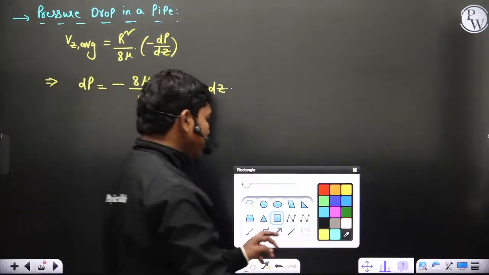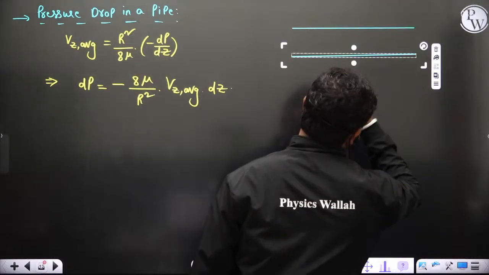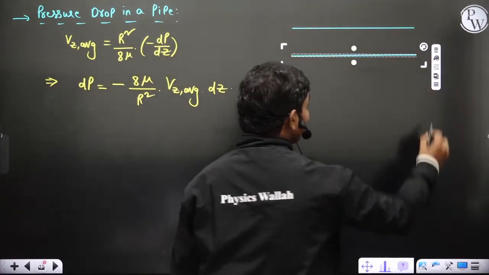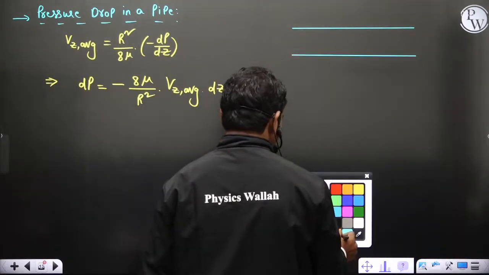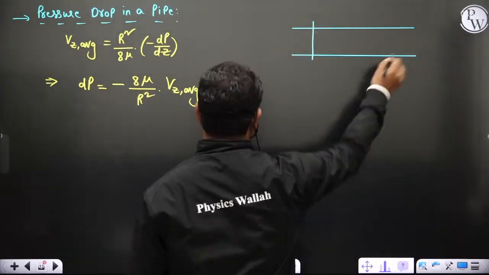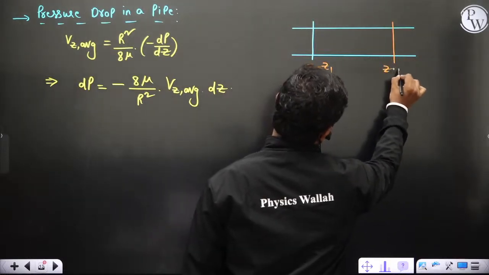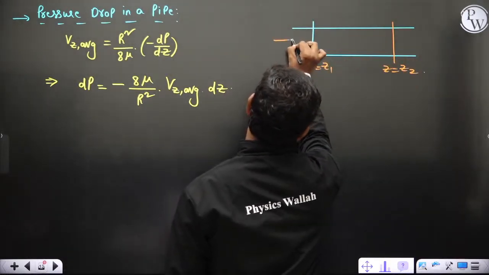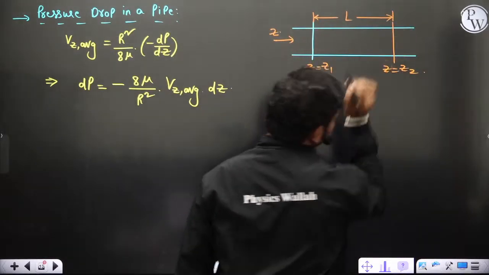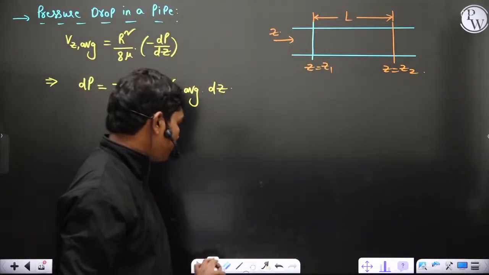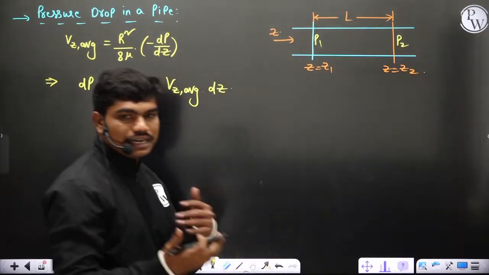Now let us suppose you have a pipeline, for example. So let us say this is Z1 and this is Z2, because z is this coordinate, the z coordinate is in this direction. Let us say the separation between these two, z2 minus z1, is the length. So in a given length, what is the pressure drop actually? Here it is P1 and here it is P2, for example. Let us see what is the difference between those two.